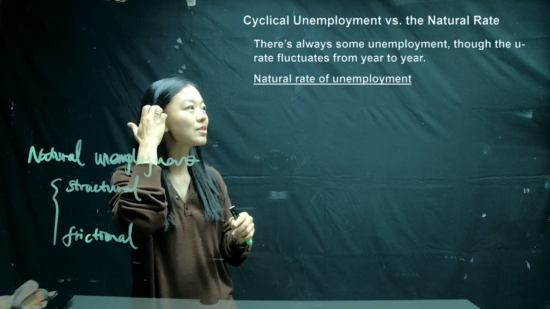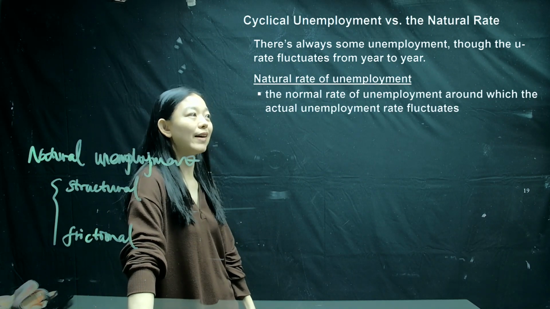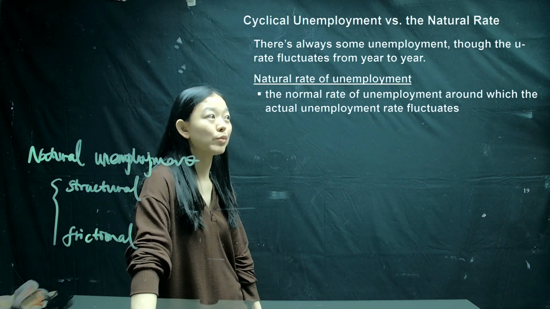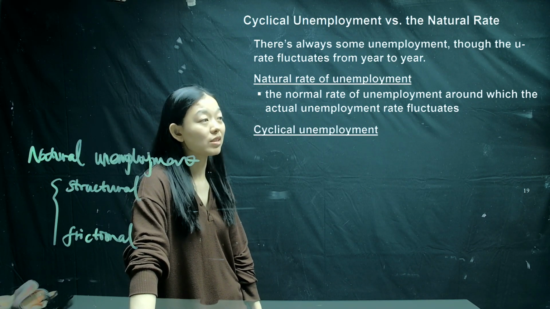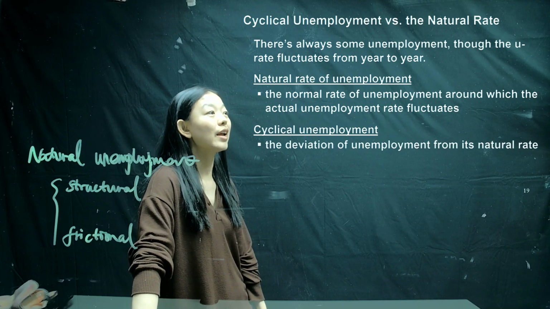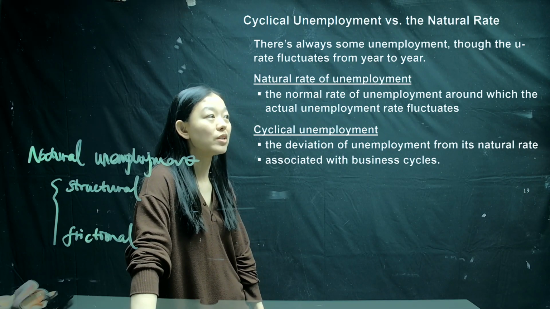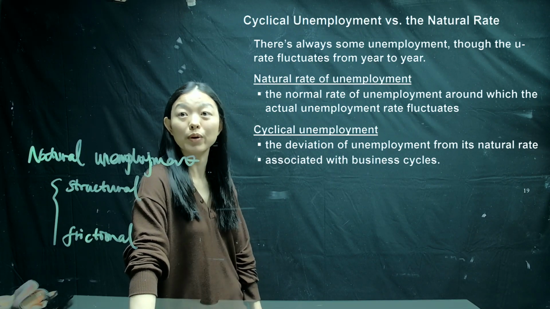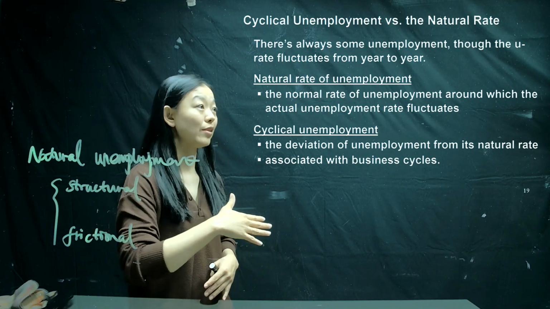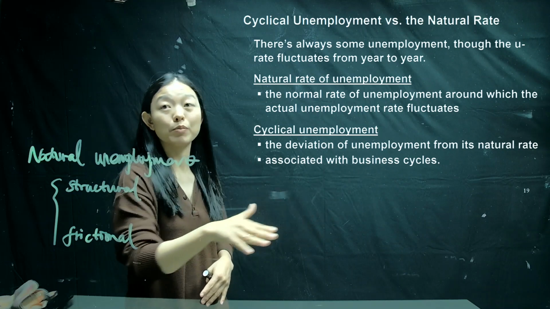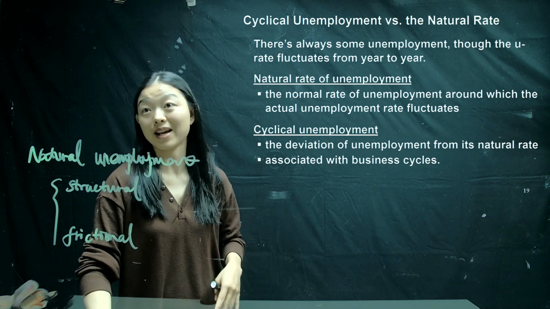Okay, so you can see this is the natural rate of unemployment. It's just the normal rate of unemployment around which the actual unemployment rate will fluctuate. Cyclical unemployment is not good unemployment because it shows the deviation of unemployment from its natural rate. It is always associated with the business cycle, especially when the economy goes into a downturn, contracts and reaches the trough. Then we can notice the cyclical unemployment will become even worse during the Great Recession.